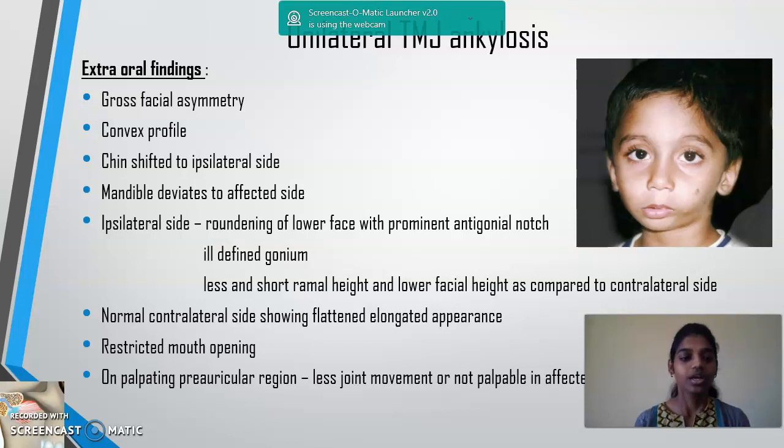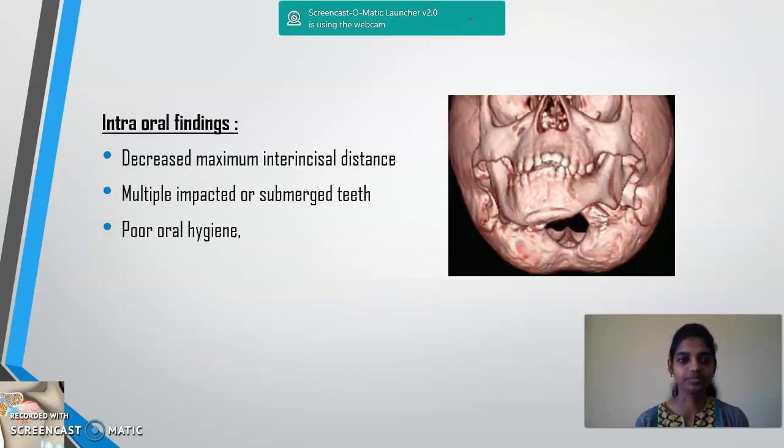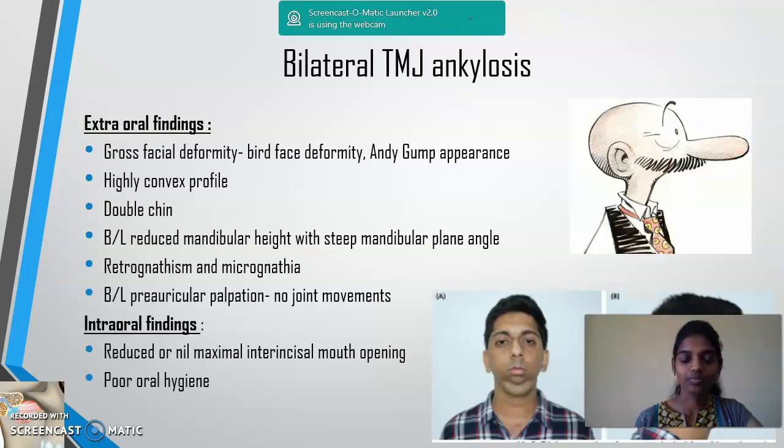Restricted mouth opening, and on palpation of the preauricular region, less joint movement is seen. Intraoral findings include decreased maximum interincisal distance, poor oral hygiene, and multiple impacted or submerged teeth.